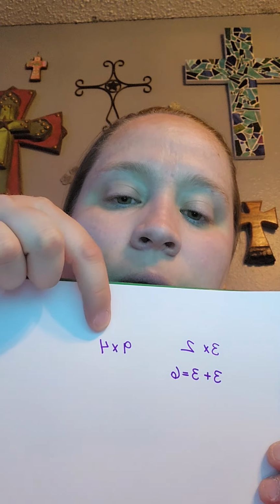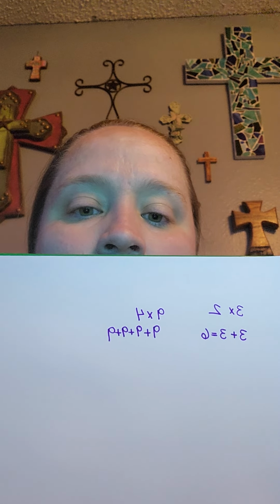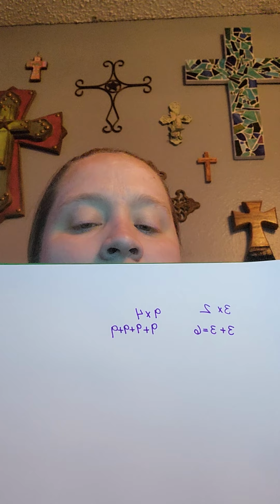9 times 4. Here's how we write it. 9 times 4. We're going to start with 9, right? And we're going to add it, good, 4 times. So now we have 9 plus 9 plus 9 plus 9. Let's do that one on our hundreds chart. 9, and we're going to count up 9.